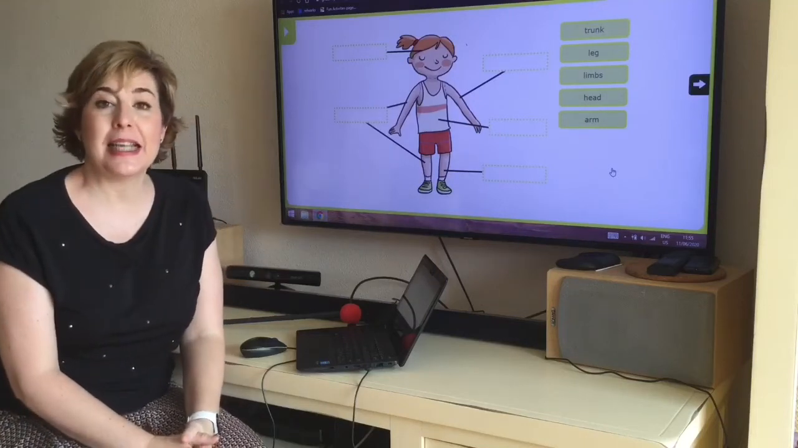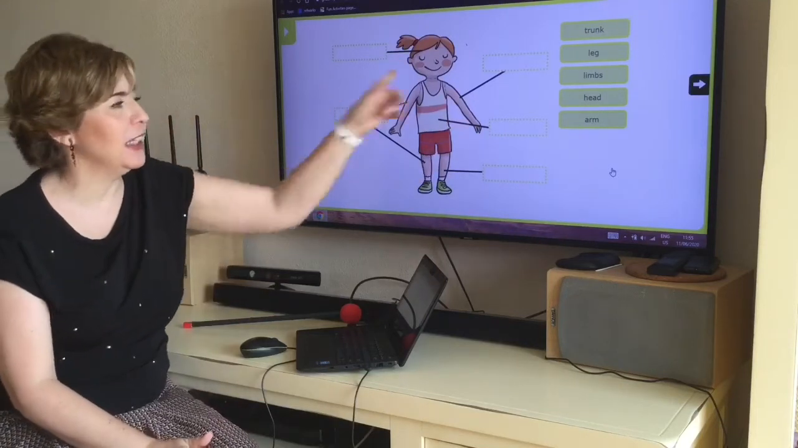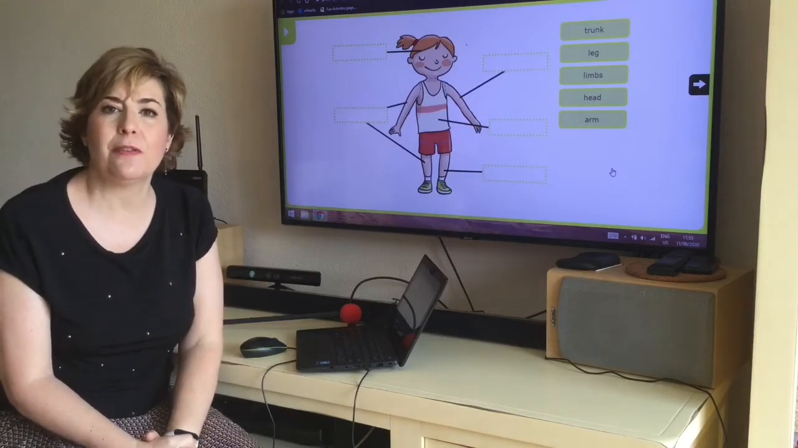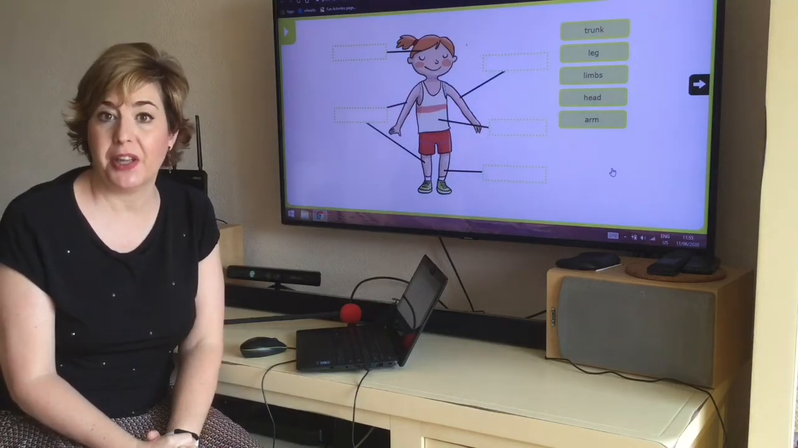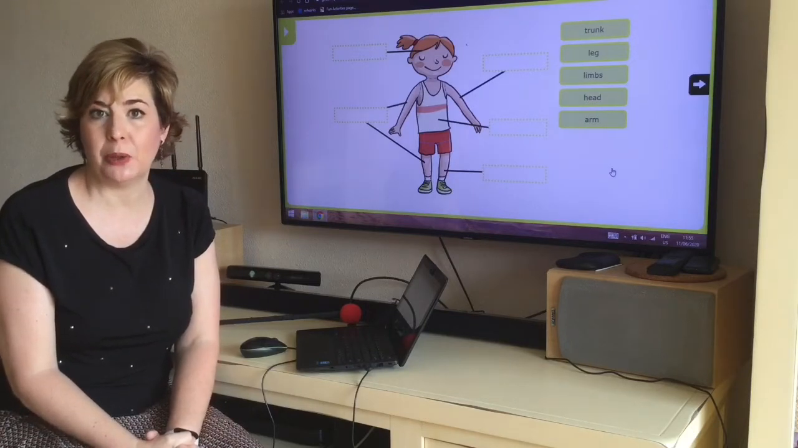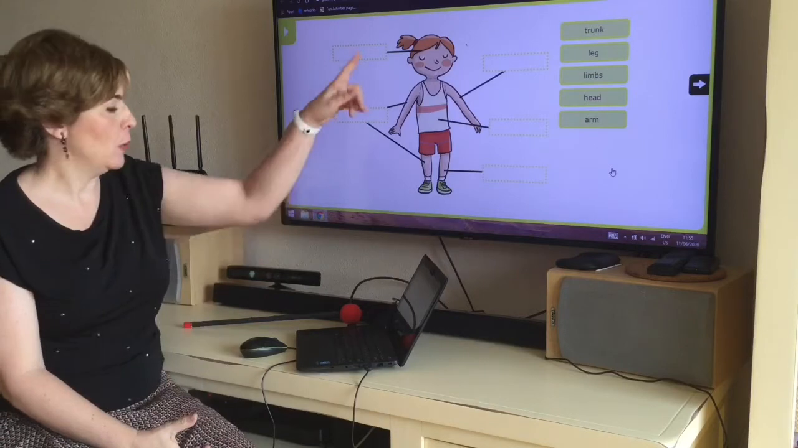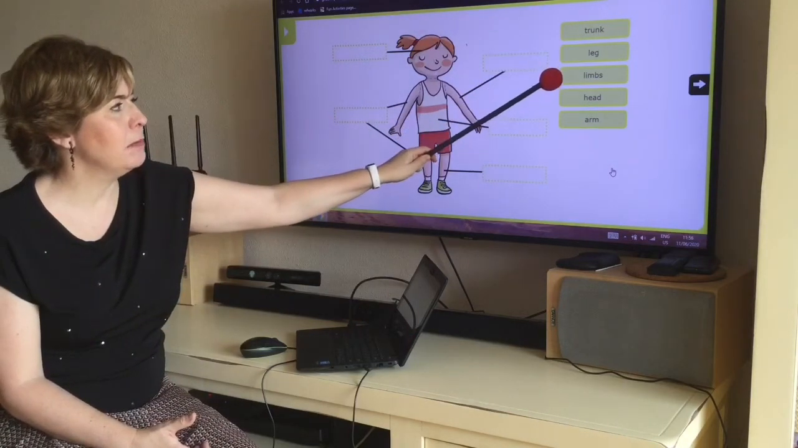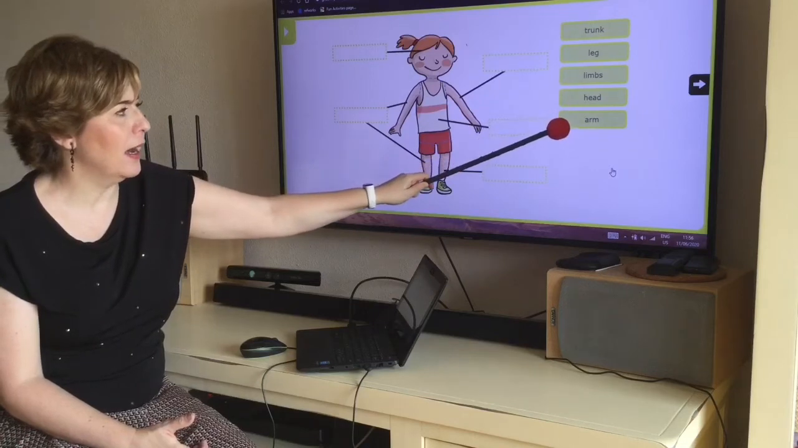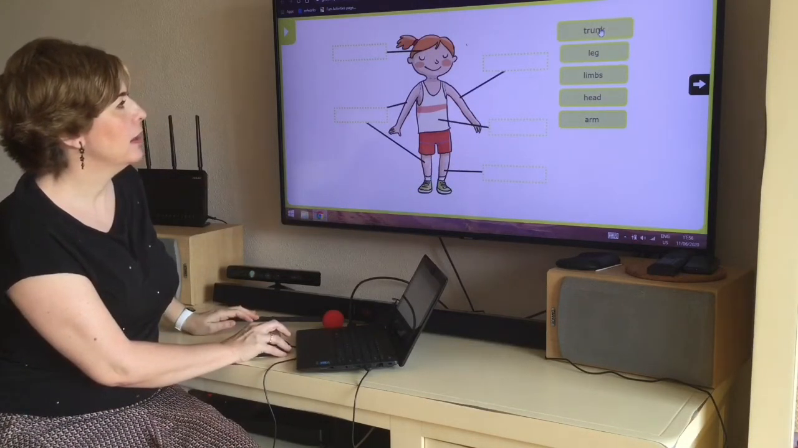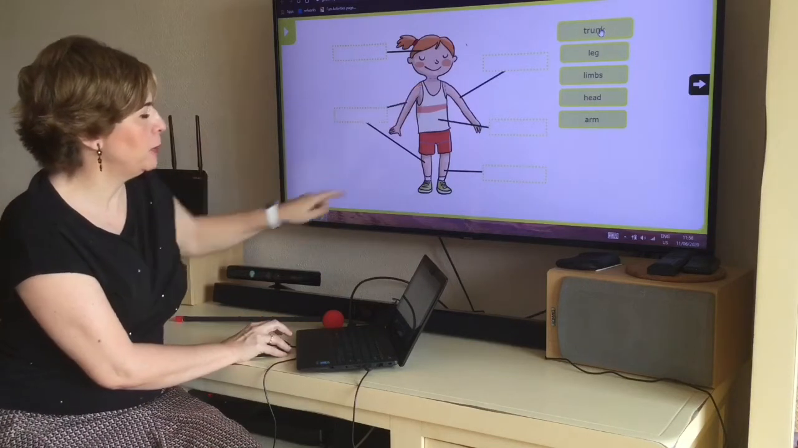This activity that I have here is a revision activity that we are going to do before we do page 30. This activity is to review the parts of the body that we have studied. We have trunk, legs, limbs, head, and arm. I'm going to do it. The trunk is this part.